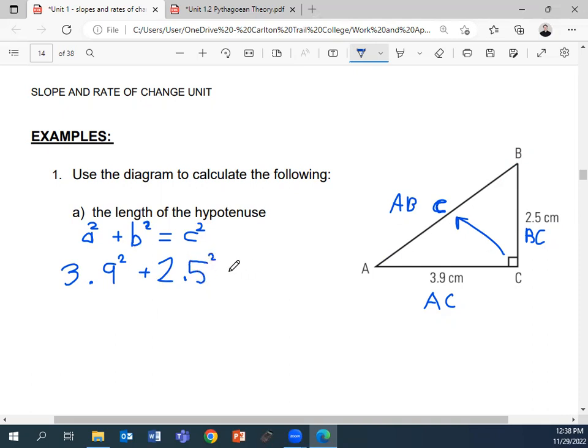I should have centimeters in there. So whoops, I've gone too far now. I don't know a numerical value, a number for C. So I'm just going to leave it as it is, C squared. A squared plus B squared equals C squared.